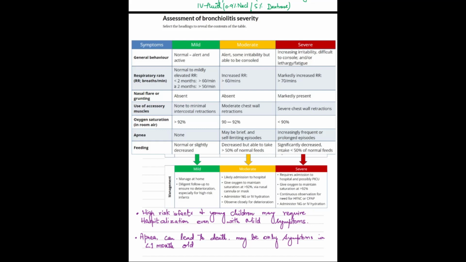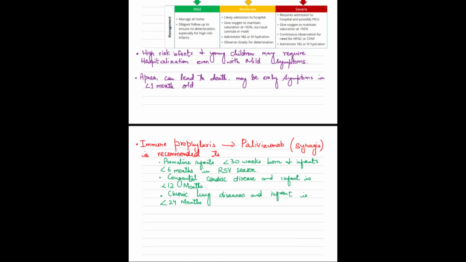Increasing frequency of apnea and prolonged episodes of apnea. Significantly decreased intake, less than 50% of normal feed. Requires admission to hospital, possibly in the ICU. Give oxygen supplementation to maintain oxygen saturation. Continuous observation and maybe need for CPAP. NG tube or IV hydration is important.